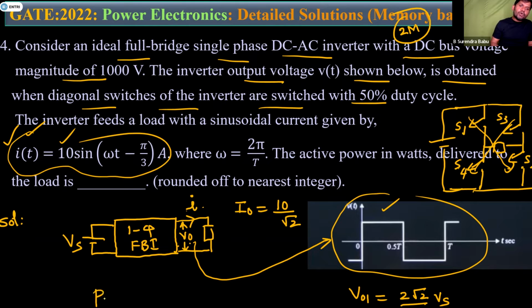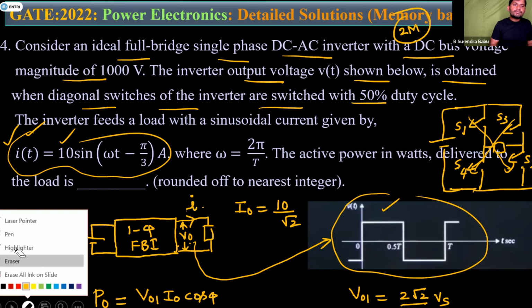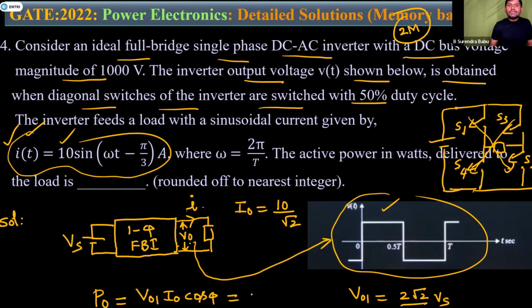Here, I want to find the output power. Output power is nothing but V01 into I0 into cos phi, where phi is the angle between the voltage and the current. Then V01 is how much? Just use substitution. V01 is 2 root 2 by pi into Vs, where Vs is 1000 volts. That is the DC voltage. I0 is 10 by root 2.